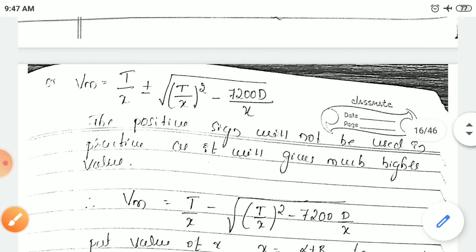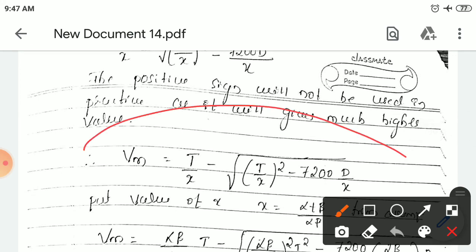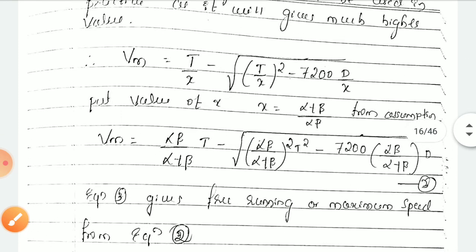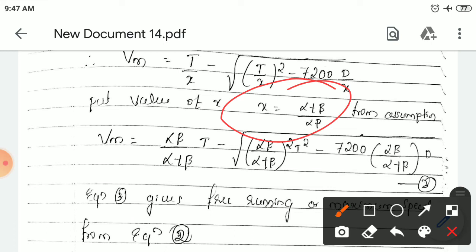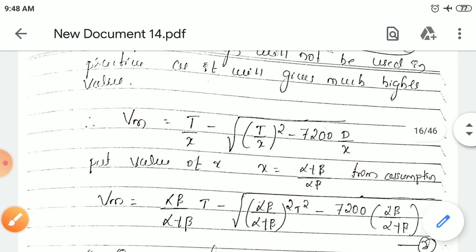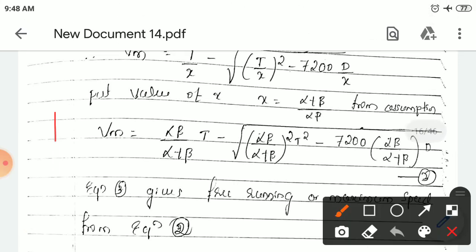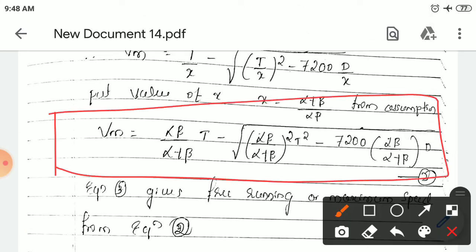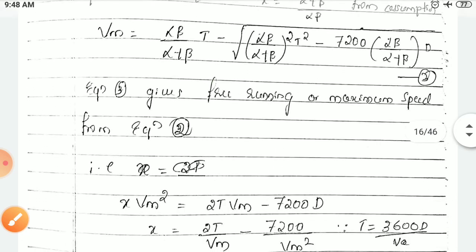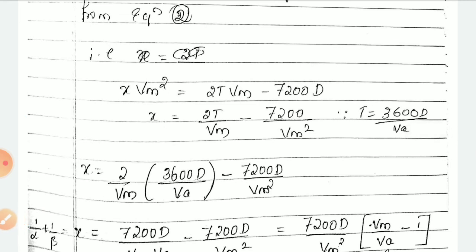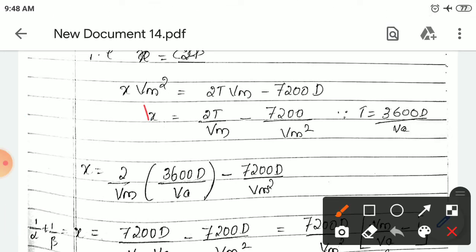After further simplification, whatever the assumed x value, x is 1 by alpha plus 1 by beta, you just substitute the x value in the above equation and rewrite it, and you will be getting the maximum speed equation. So Vm is nothing but the maximum speed of the train. Next, once again, if you go on simplifying equation number 2, simplifying it for the x, then the x value you have calculated, you will be arriving at this equation.